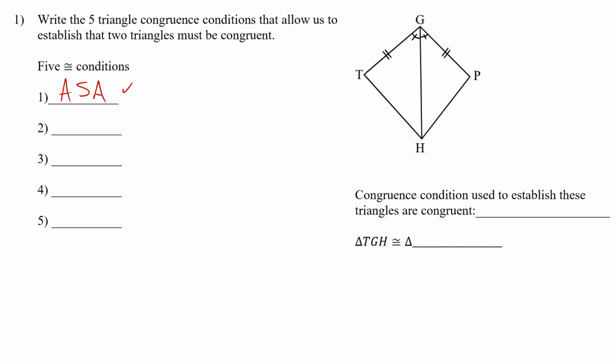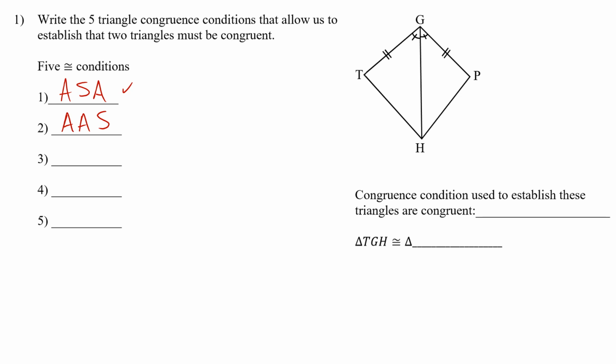And by extension, angle angle side is also true, because the 3 angles in a triangle have to add up to 180. If you know 2 angles of the triangles are congruent, you know the third one is. So angle side angle gives us angle angle side.